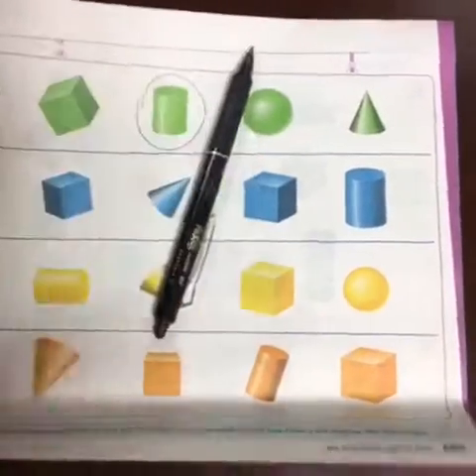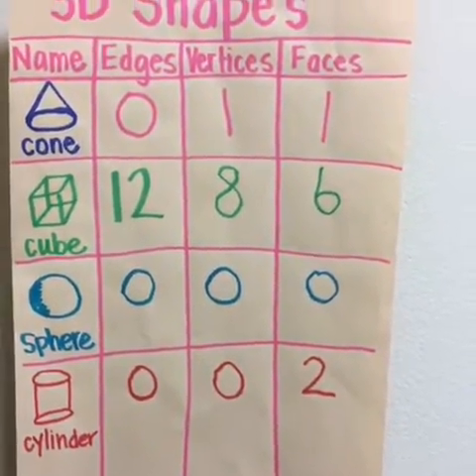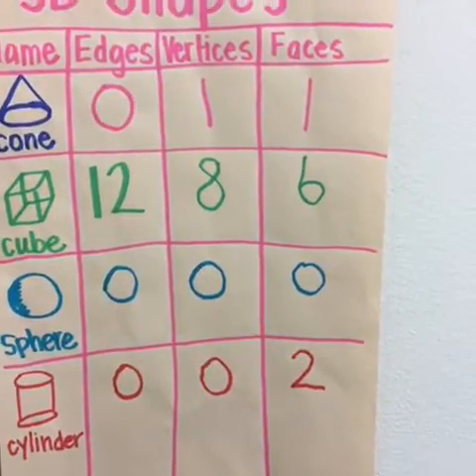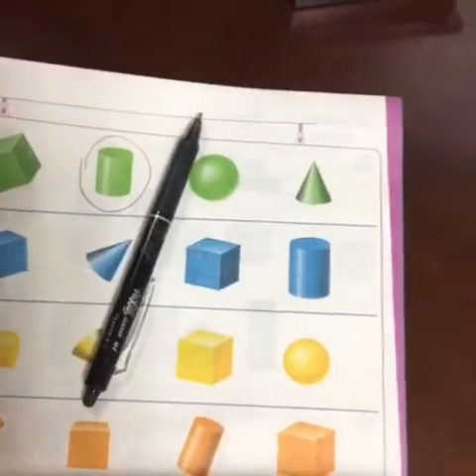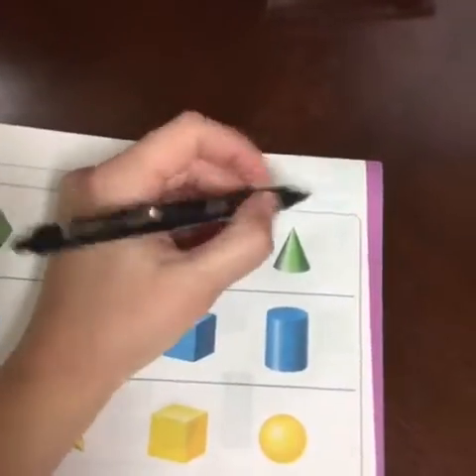Remember? Do we remember our anchor chart? Remember our anchor chart with our vertices, our edges, and faces? So our sphere has none of those. So now let's come back. So our sphere doesn't have any. What about our cone? That's right, it has one.